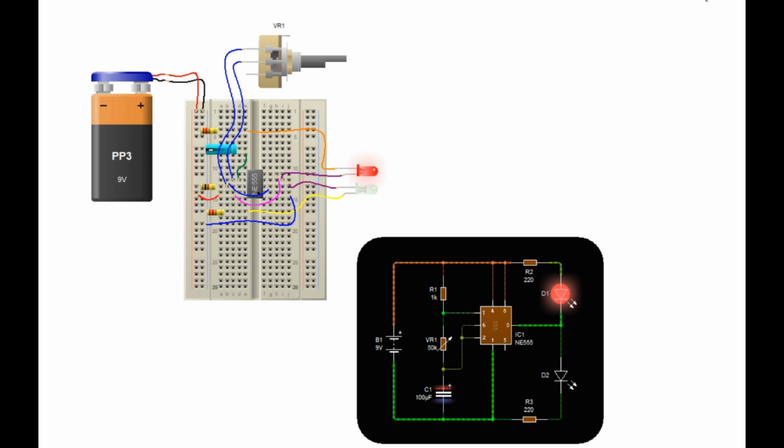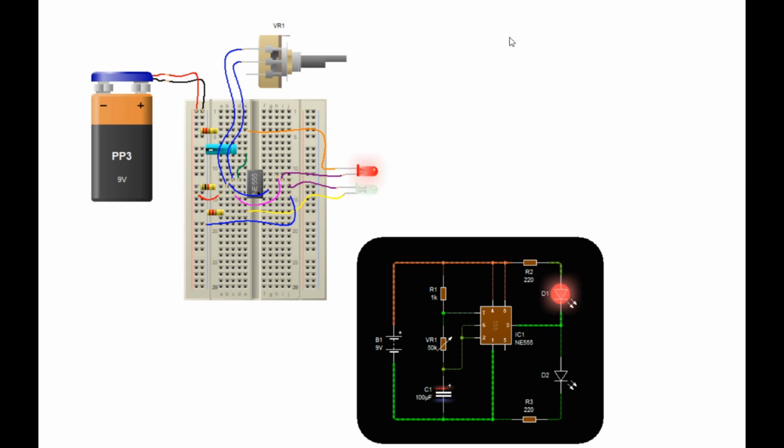2. Duty cycle. The duty cycle is the ratio of the high time to the total period of the waveform. It can be calculated using the following formula. Duty cycle equals the sum of R1 and R2, divided by the sum of R1 and 2 times R2, multiplied by 100%. The duty cycle is expressed as a percentage.